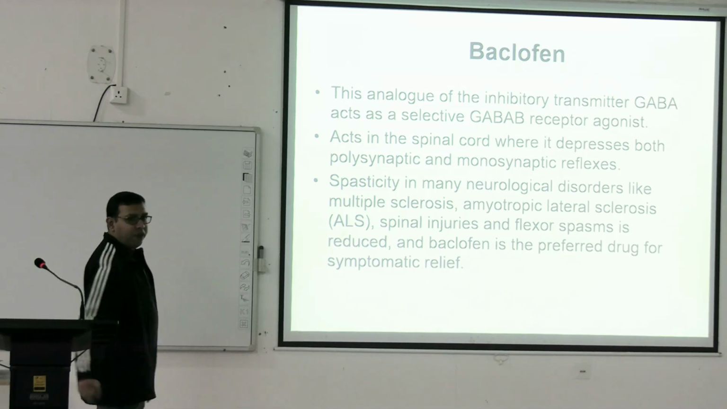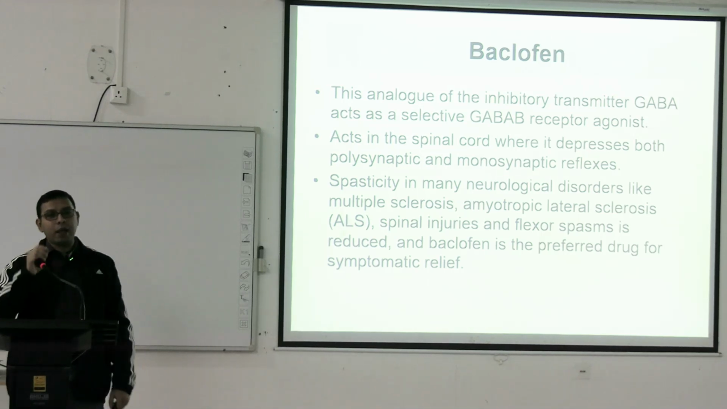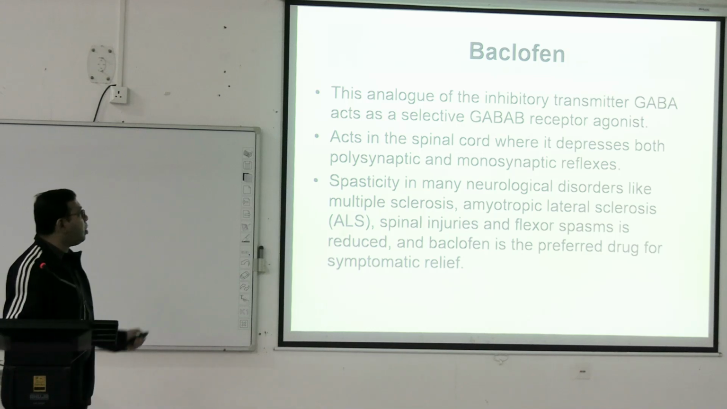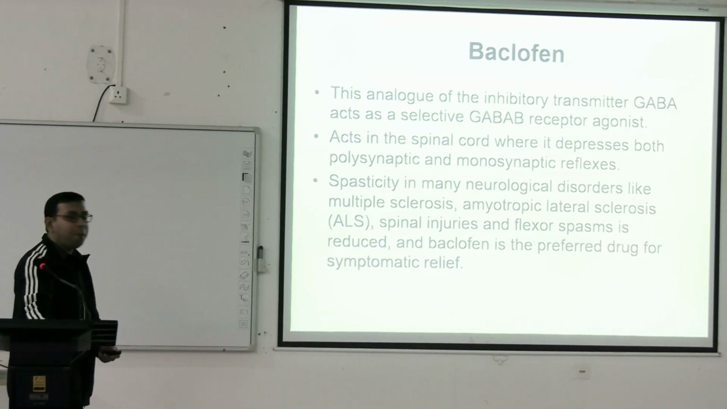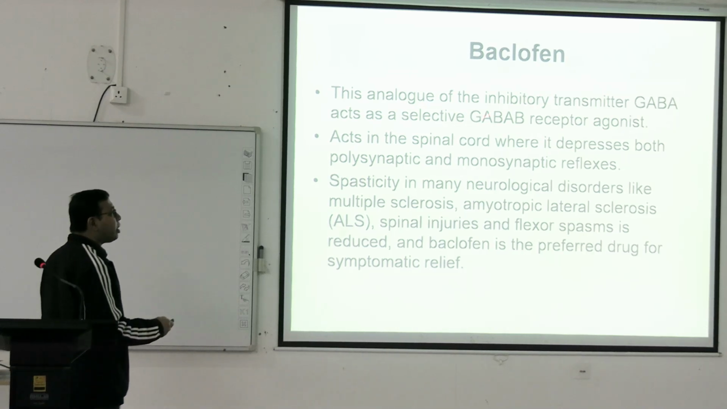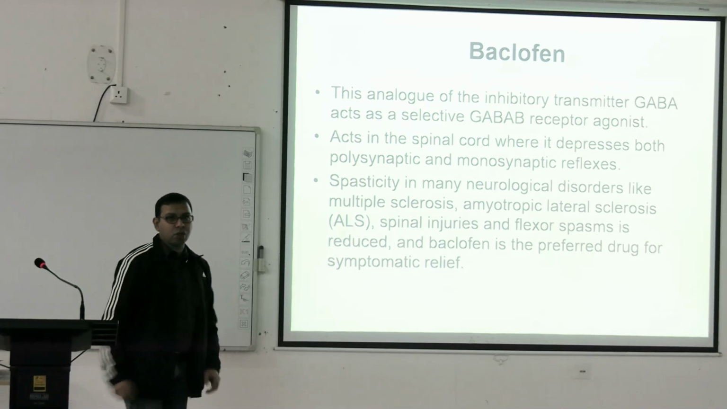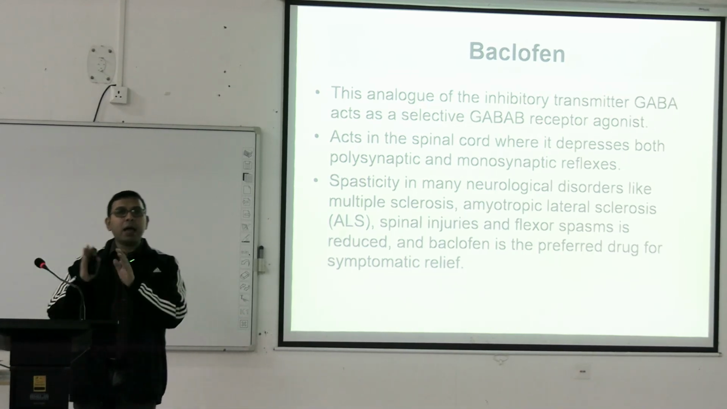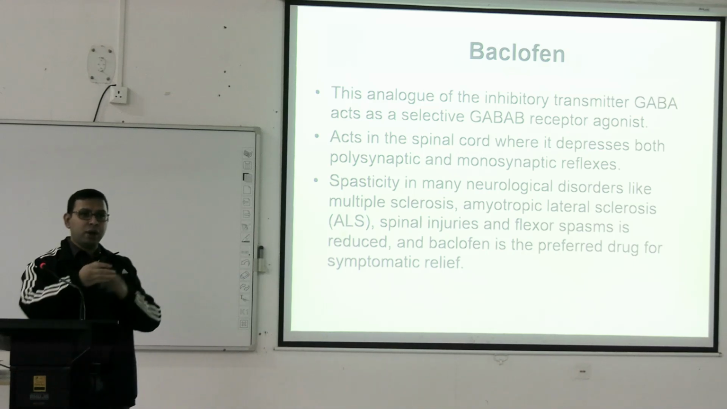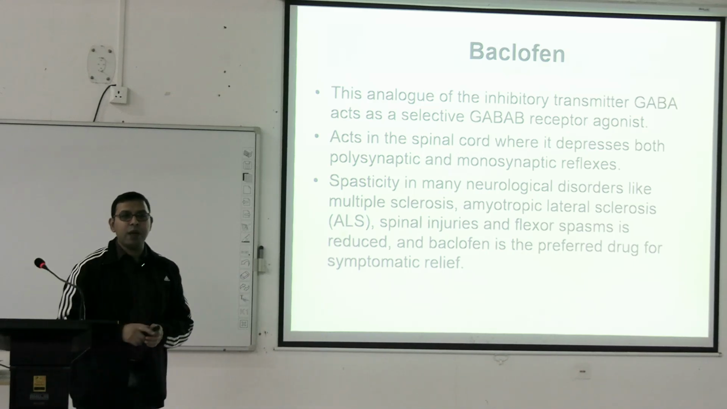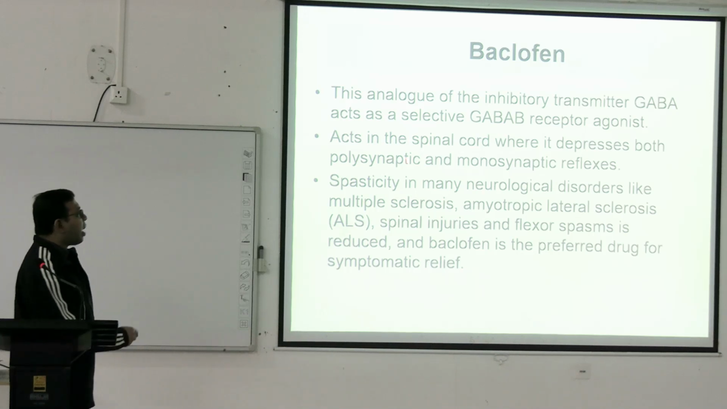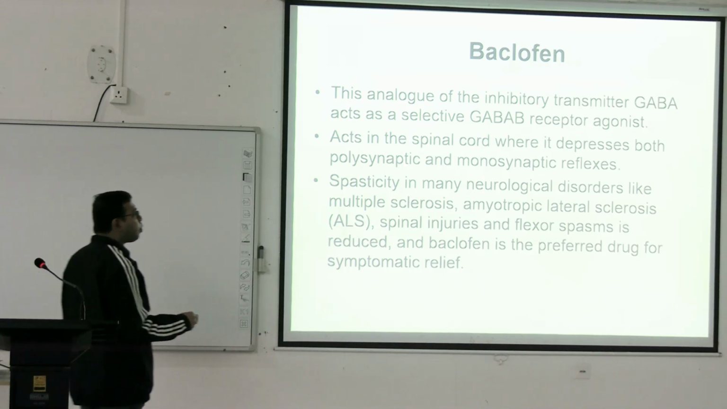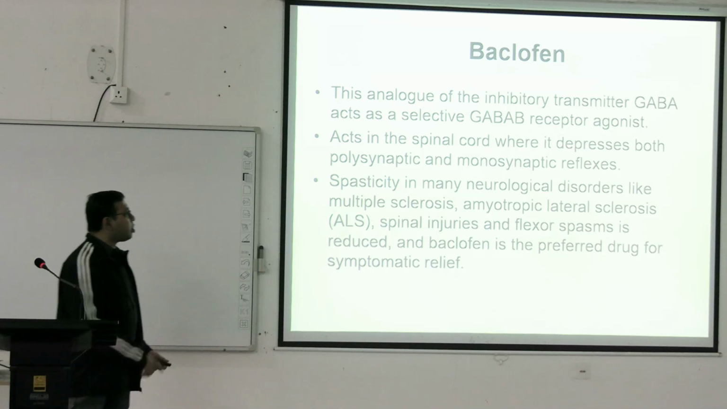Remember the name baclofen. Baclofen is available as oral as well as intravenous form. This is the analog of the inhibitory neurotransmitter GABA, gamma aminobutyric acid, and acts as a selective GABA B receptor agonist. There are two types, GABA A and GABA B. You will learn about GABA later in the benzodiazepines chapter. So this is a GABA B receptor agonist, acts in the spinal cord, depresses both polysynaptic and monosynaptic reflexes.